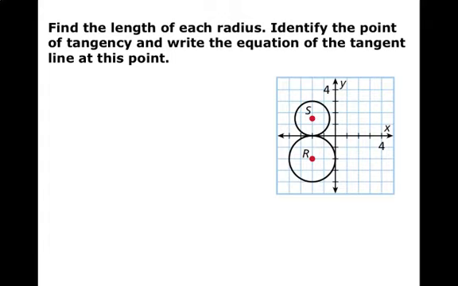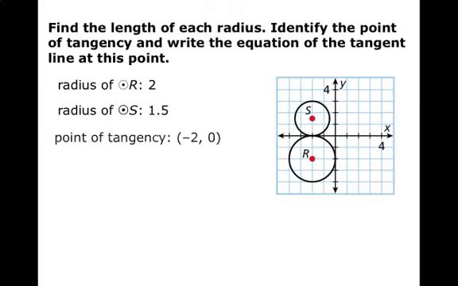Well, looking at circles S and R, you should be able to count the length of each radius. You should get that the radius of circle R has a length of 2, and the radius of circle S has a length of 1.5. Now look at where these two circles meet. Their point of tangency is at (-2, 0).